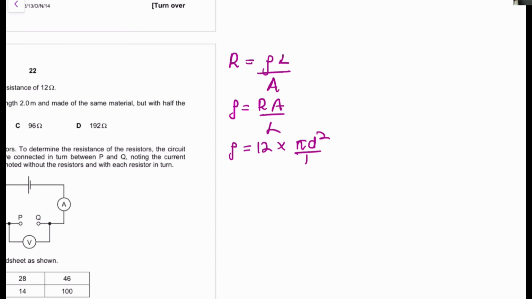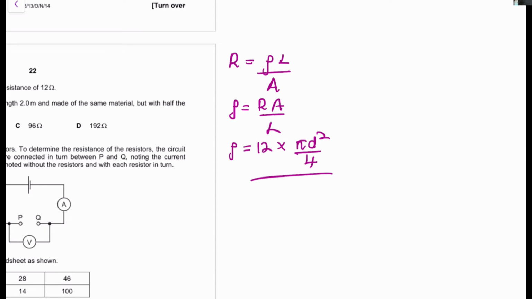So we know that R is equal to rho L divided by A. So R is going to be equivalent to the resistivity multiplied by the length divided by the area. And we say that the resistivity in this case is going to be equivalent to R A divided by L, right? But it's literally just going to remain constant.